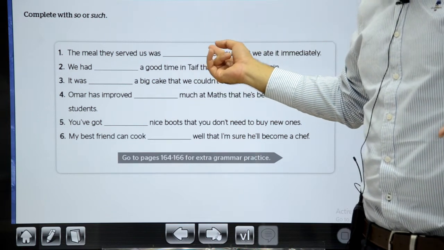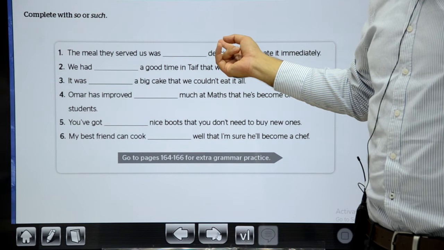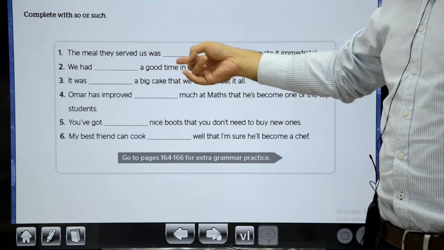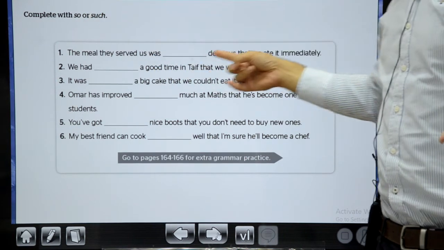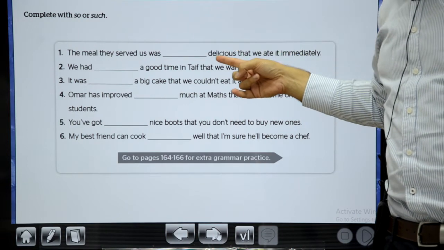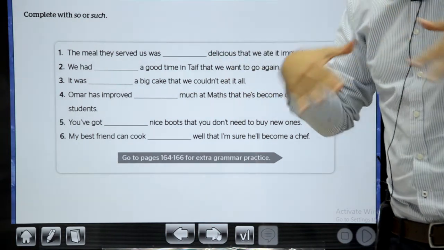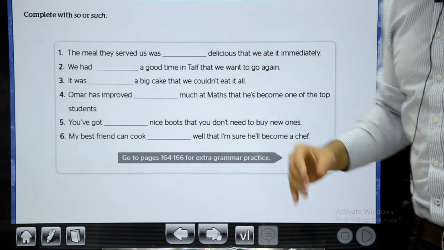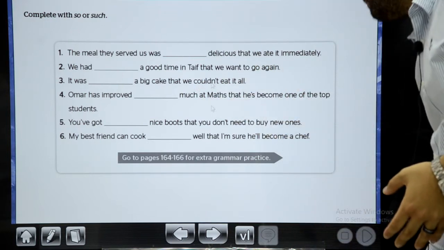What about delicious? It's an adjective, so there's no noun. So what should I use? It was so delicious that. If there was a noun, use such. If there is no noun, only so. As simple as this. So delicious that.